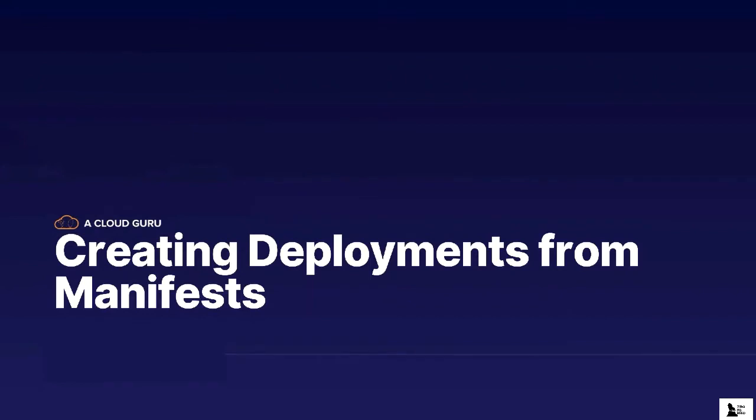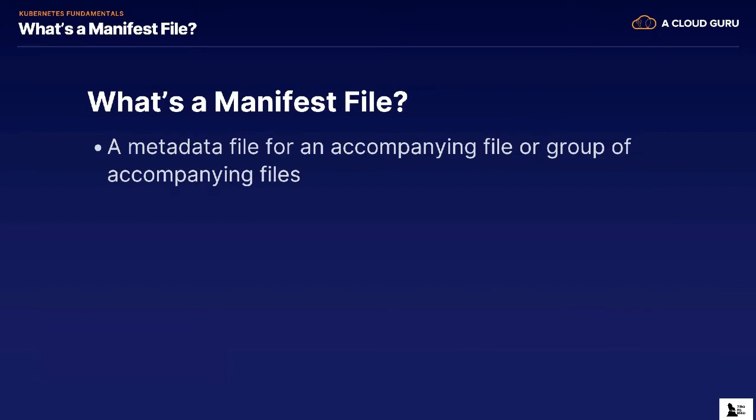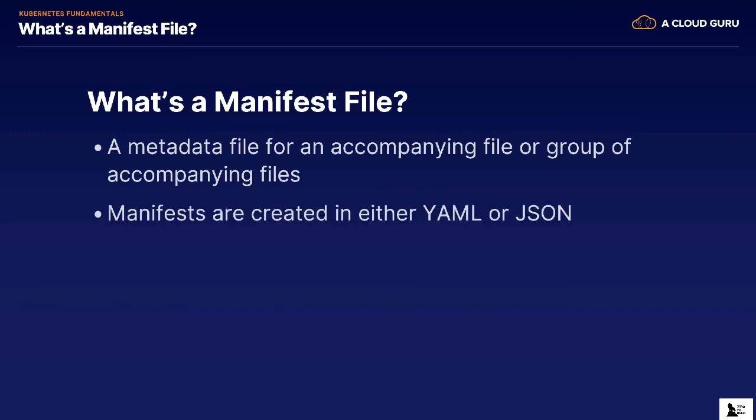Hello, Cloud Gurus. In this lesson, you'll learn how to create deployments from manifest files. What are manifests? Well, you're about to find out. A manifest file is a separate metadata file for an accompanying file or group of accompanying files. So what does that mean? Well, it's a separate file that has some metadata about some other files. It's that simple. And in Kubernetes, manifests are created in either YAML or JSON format. These are simply just formats for creating the manifest file.